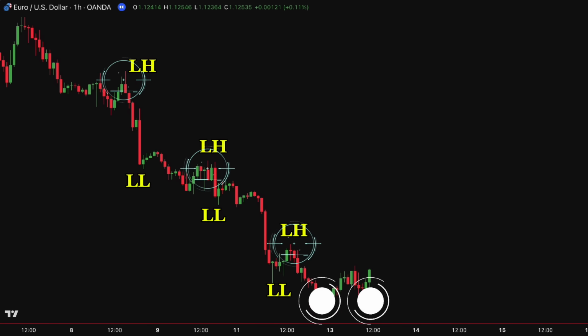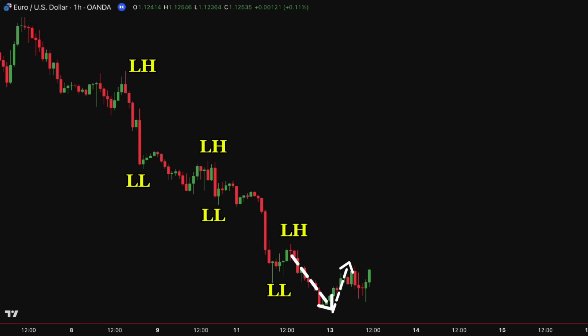So, let's cover the psychology behind it. The first bottom is normal. Sellers push price down, buyers stay passive. The market pulls back, then tries to go lower again, but this time buyers defend the same level. And price fails to break lower. That's a sign that sellers are losing control.